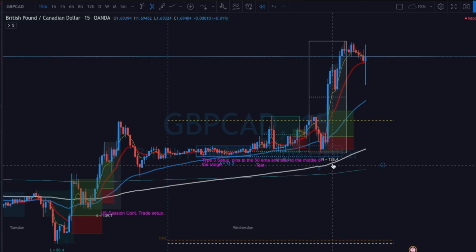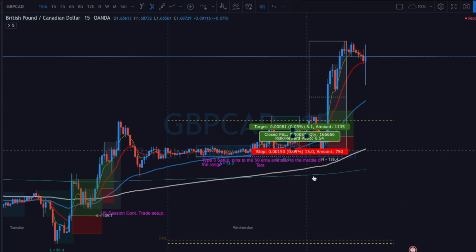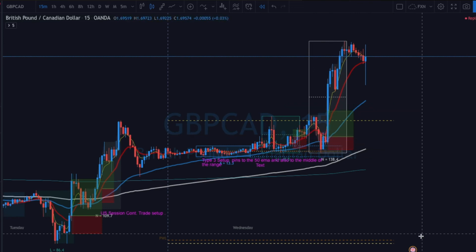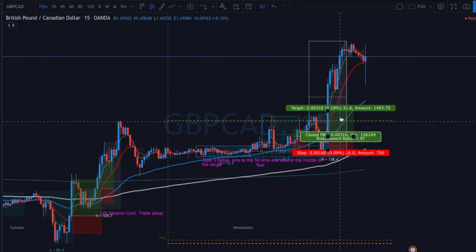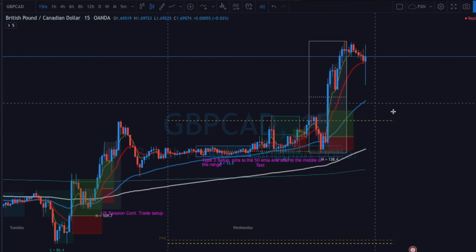So there you go. 138 pips. 138 pips. Wow, that's amazing. So that's 2 trades right there. One that's only an 8 pip win. Another one, boom. That was 30 pips or even more if you were paying attention to it.